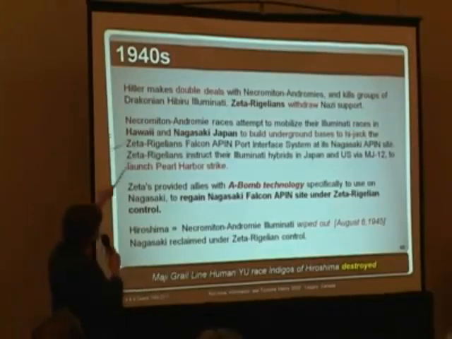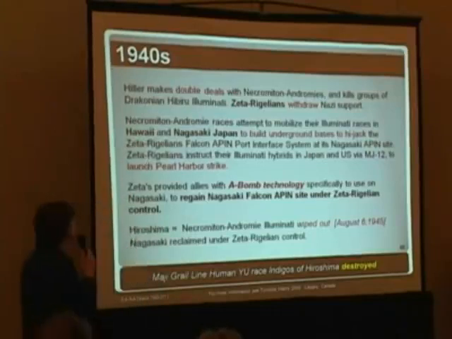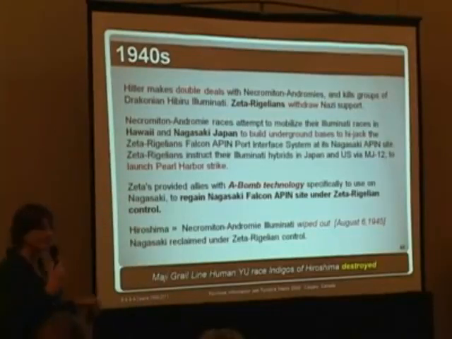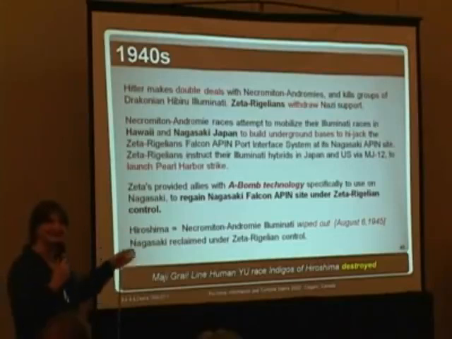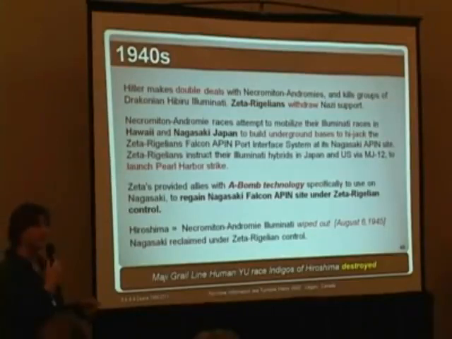Now the Necromaton Andrami races attempt to mobilize their Illuminati races in Hawaii and Nagasaki, Japan, to build underground bases to hijack the Zeta Regalians' Falcon APIN port interface system at its Nagasaki site. Starting to see how this is all about the APIN systems? Okay. The Zeta Regalians instruct their Illuminati hybrids in Japan and the U.S. via MJ-12, the covert One World Order management team, to launch the Pearl Harbor strike. I had no idea until I read Voyages that that's what that was all about.